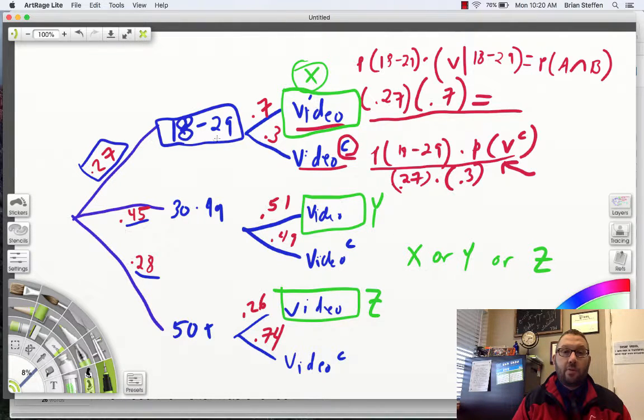You can't be 18 to 29 and be 30 to 49. They are disjoint. They are separate events. They are completely segregated out. So they're disjoint. They're mutually exclusive. They have nothing in common, which is why I use the word or, because it's the addition rule. So I want to find the probability of X or Y or Z. All right, we already found the probability of X, which was these two values multiplied.